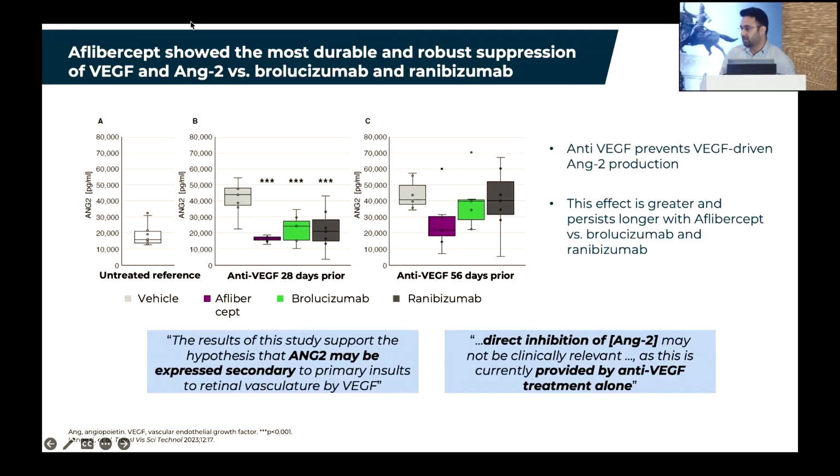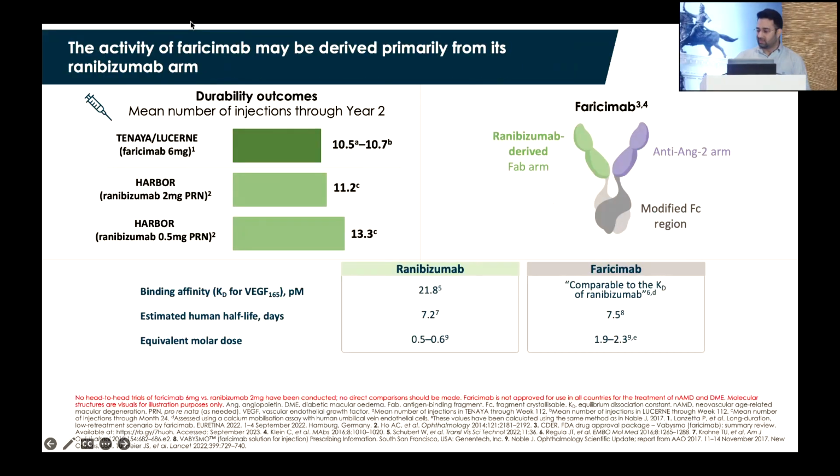So there are studies which say that Ang2 is produced secondarily to elevated VEGF-A levels. If you suppress VEGF, that also gets suppressed; it automatically goes down. But it's not independent. It's not a direct Ang2 suppressor. So that's what they're trying to say, that it may not be required. So the effect of faricimab is by and large equivalent to that of ranibizumab. I'm coming to that.